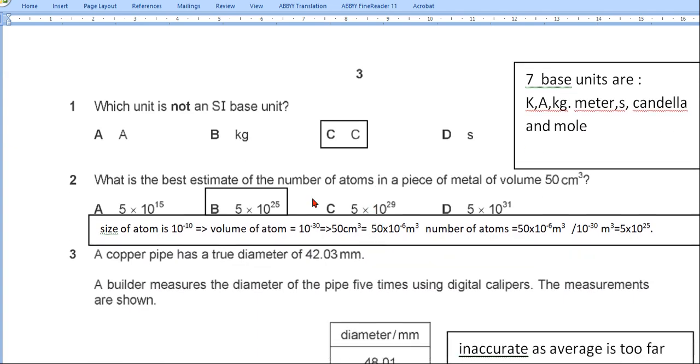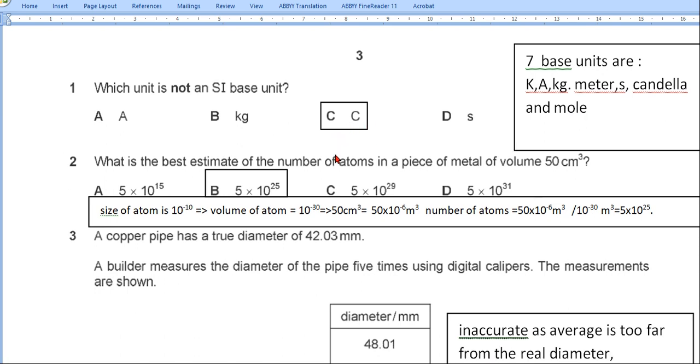Okay, first question. Which unit is not an SI base unit? You should remember the 7 base units, which are Kelvin, Ampere, kilogram, meter, second, candela, and mole. So coulomb is not. What is the best estimate of the number of atoms in a piece of metal of a given volume? Size of an atom is 10 to the minus 10. Volume, if we consider it as a cube, is 10 to the minus 30. The 50 centimeter cube is converted into meter cube, and this volume is divided by the volume of one atom, so we get answer B.